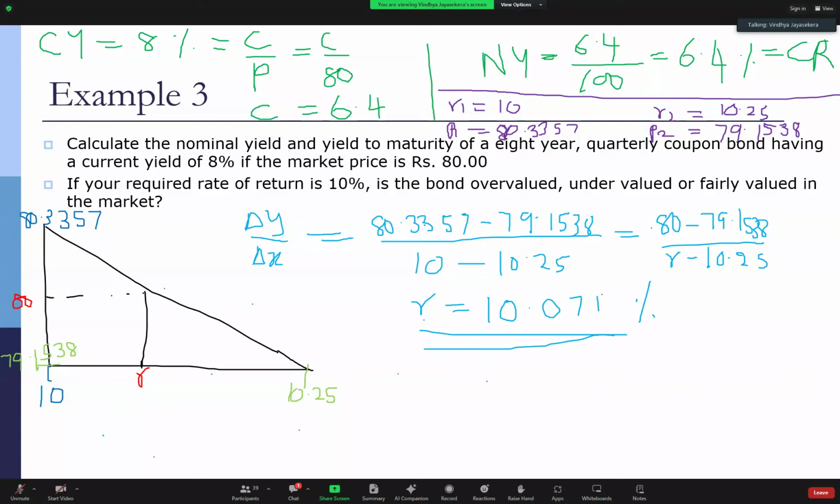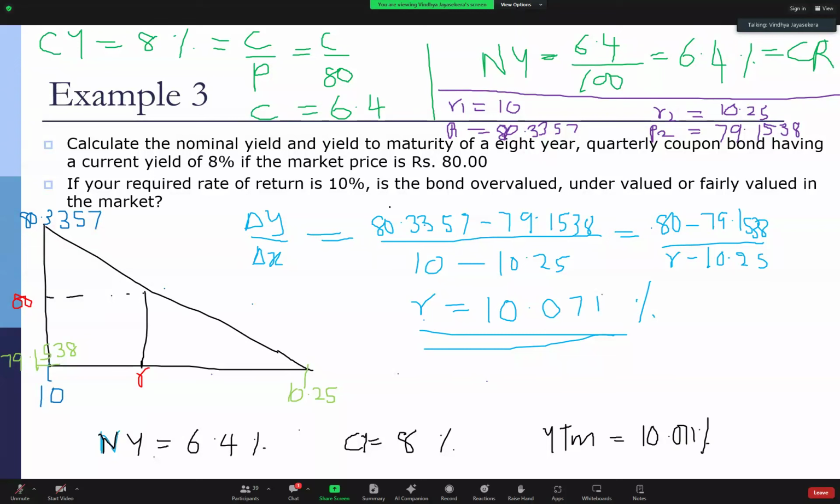So now we got nominal yield equals 6.4%. Current yield, this is a discount bond, so current yield should be higher. It was 8%. And yield to maturity should be even higher. It was 10.071%.